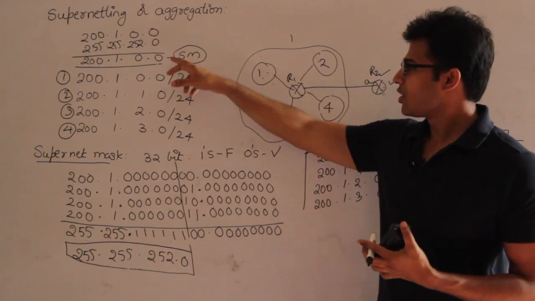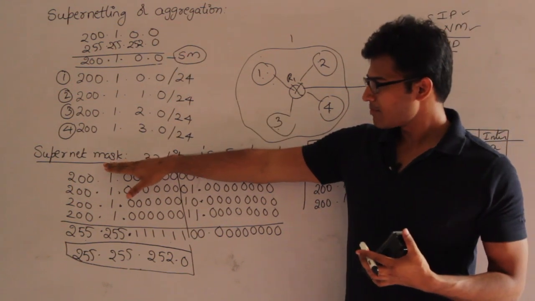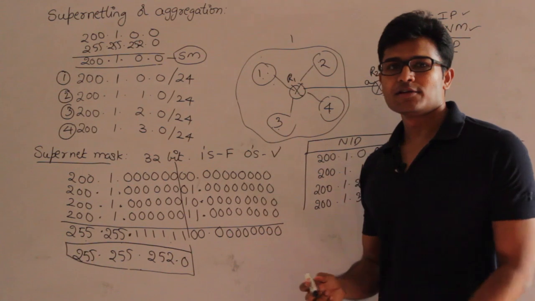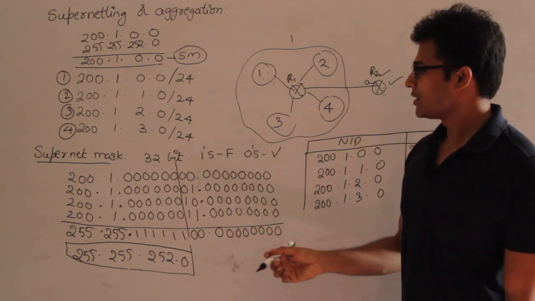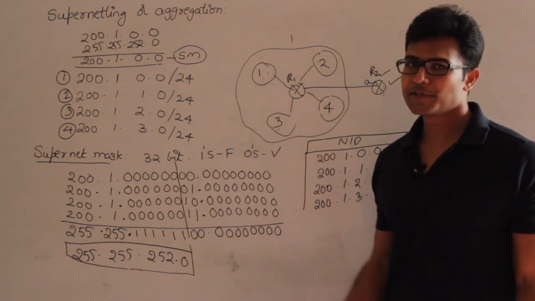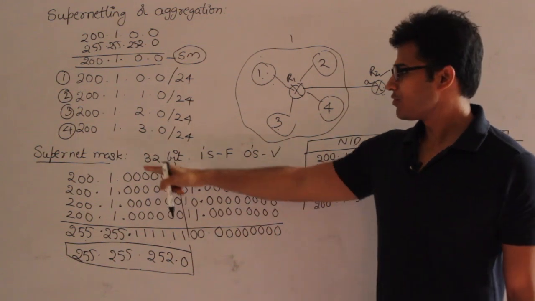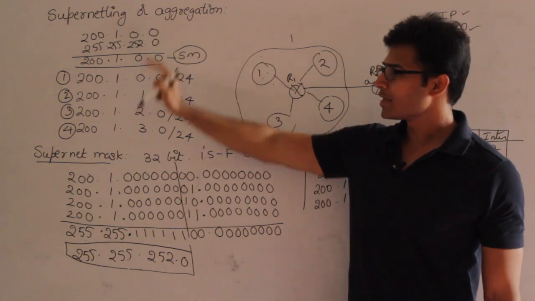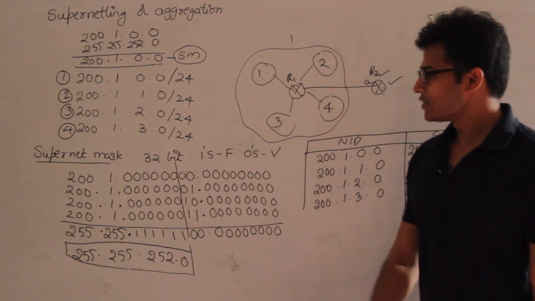Okay. And what about the supernet mask? That depends on the size. For example, you need not do this procedure. I'm just telling you a shortcut. If you have to find out the supernet mask and supernet ID directly, I'll tell you the shortcut.